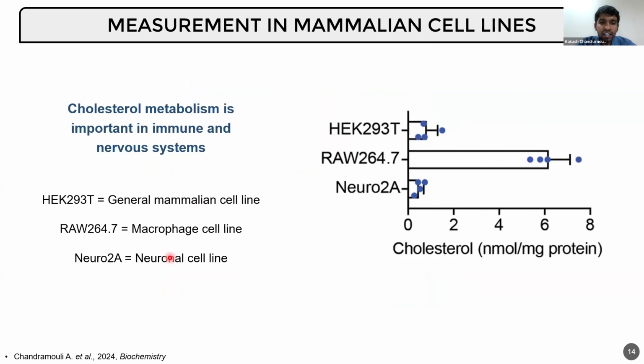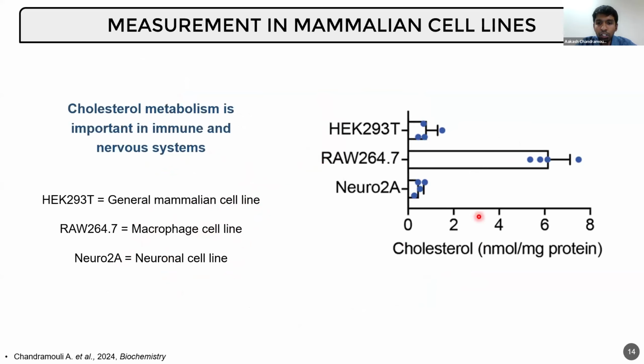We chose 3 cell lines for this study because cholesterol is important for the immune and nervous systems. HEK serves as a general mammalian cell line, RAW cells serve as an immune cell line or a macrophage cell line, and N2A cells serve as a neuronal cell line.